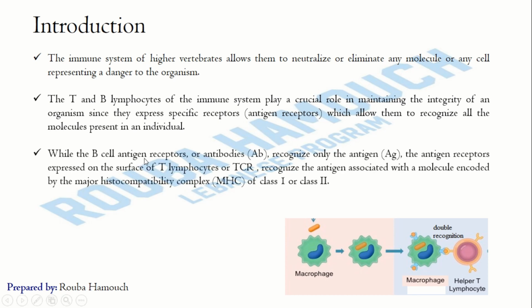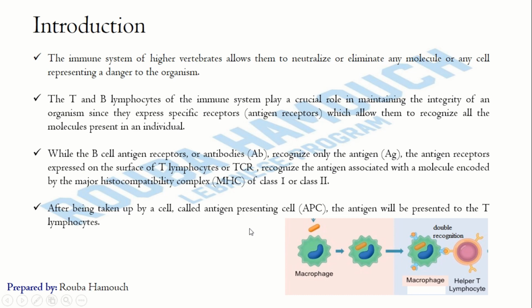While the B cell antigen receptors, or antibodies, recognize only the antigen, the receptors expressed on the surface of T lymphocytes, or TCR, recognize the antigen associated with an MHC (major histocompatibility complex) molecule of class 1, expressed on all nucleated cells, or class 2, expressed on the surface of macrophages.